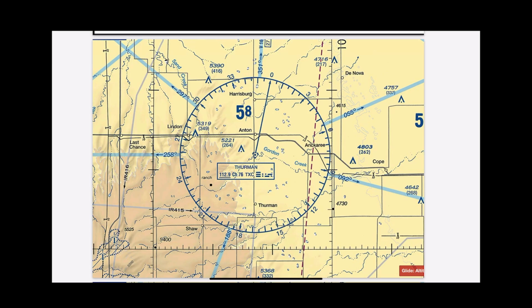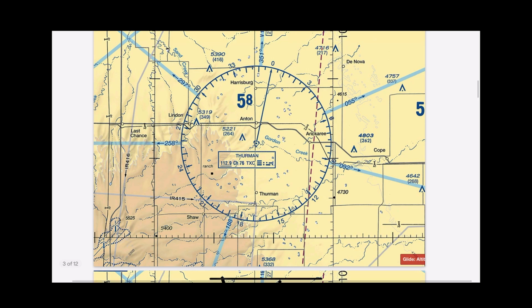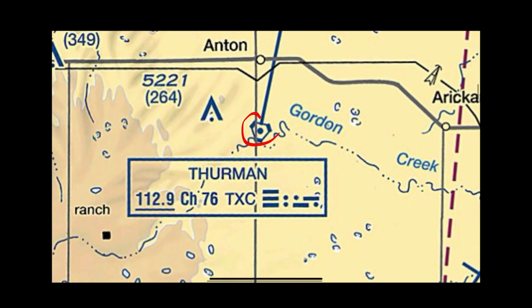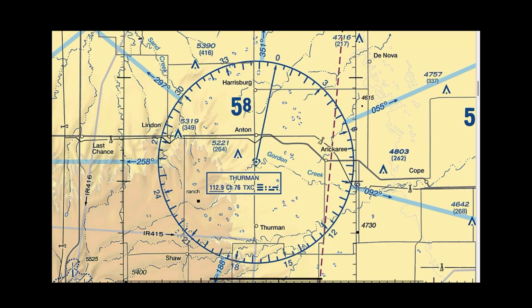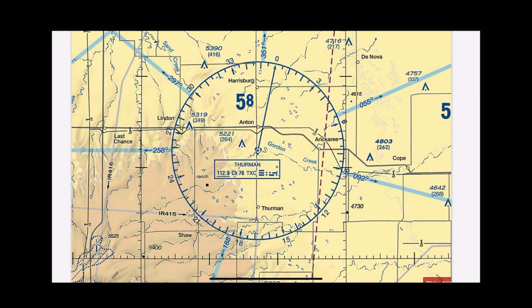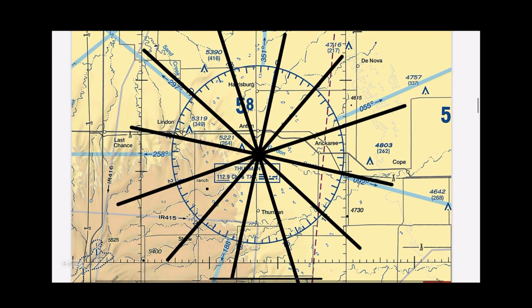So when we're talking about VORs and identifying them on a sectional chart, we can look here at the Thurman VOR, and we can see that it is a VORTAC based on the symbology and the key that we just looked at a second ago. And we can see that there's a compass rose circling the VOR. So a VOR is going to emit 360 courses. We call these courses radials. And here I have just drawn out 12 of those radials, but again, there's 360 of them, each radial representing 1 degree.